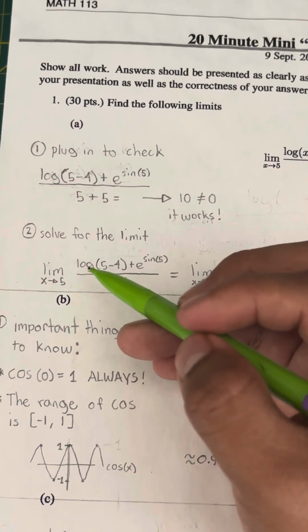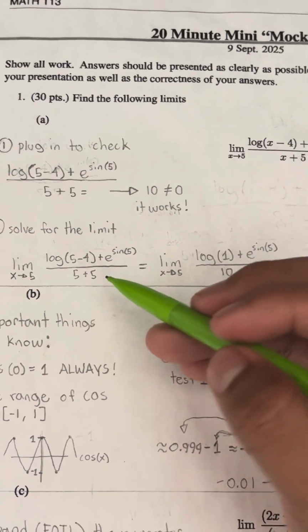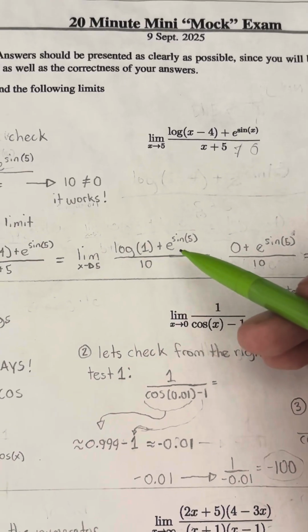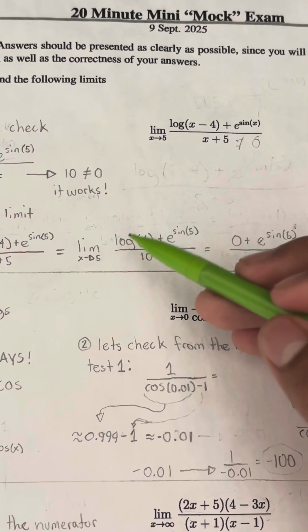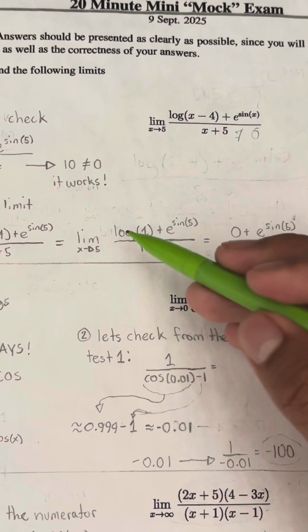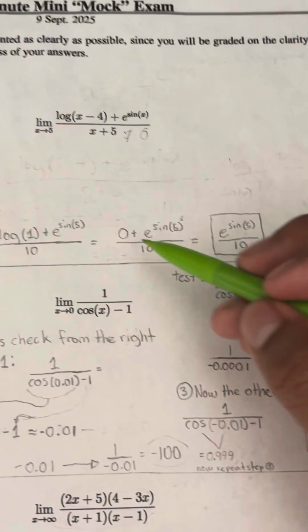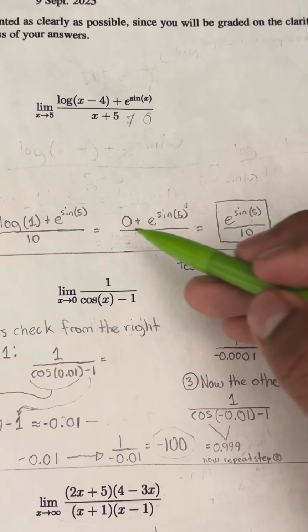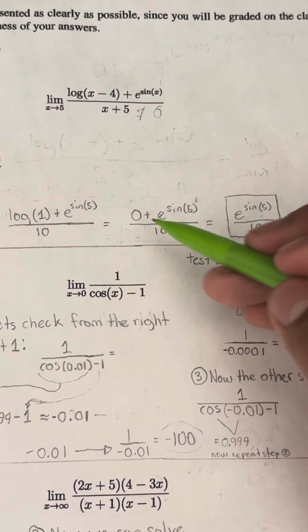So we go, 5 minus 4 is just 1 here. 5 plus 5 is 10. So we have 1 here, we have 10 here. And log 1 is something very important to remember. Log 1 is just 0. That's always 0. So knowing that, we just have 0 plus e to the sine of 5 over 10. Anything 0 plus whatever is just the same thing, so we could just get rid of the 0.